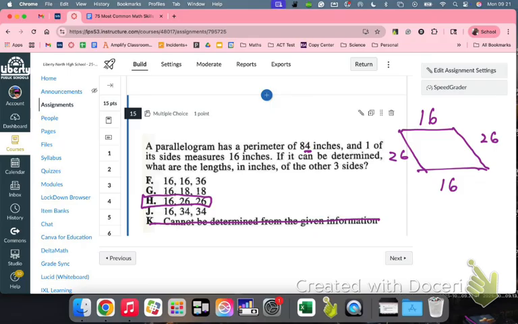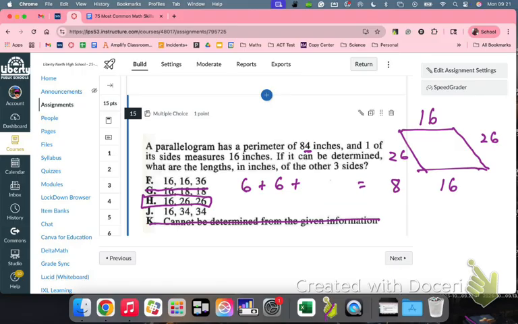So if I look at the answer G, one side is 16 and another side is 16 and another side is 18 and another side is 18. I'm just going to look at the last digits. If I add these together, I'm going to have a number that ends in an 8. 6 plus 6 is 12, and that's going to end in an 8, which means it cannot be G because the number has to end in a 4.